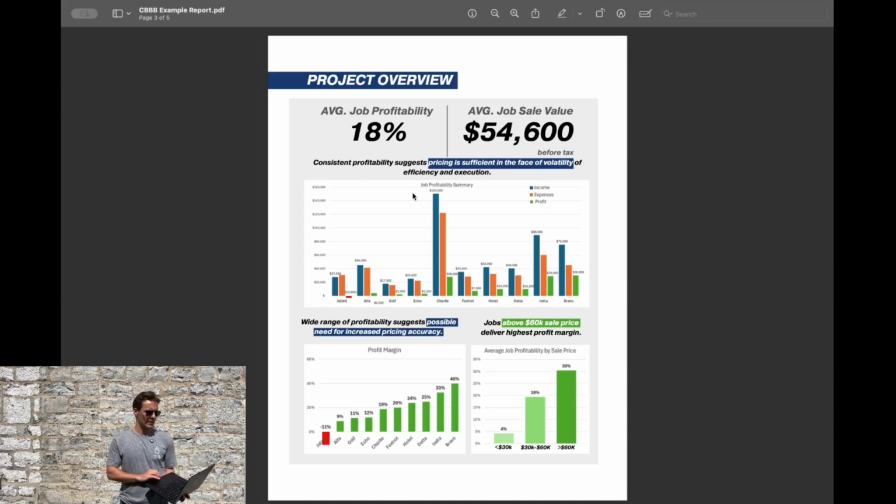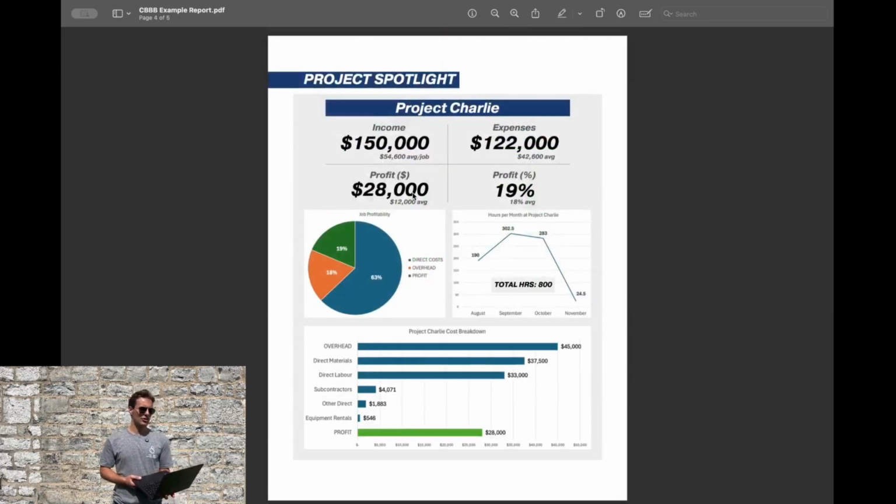Continuing with job costing, this page here is a project spotlight, double clicking on one of those jobs and telling you all the metrics associated with that job. So in this page here, we chose Project Charlie. The income on that job, the sale price, was $150,000, way above that average of $54,600. You can also see your expenses are way higher, $122,000, but your profit margin is just 1% higher than average. So all in all, you profited $28,000 on this job.